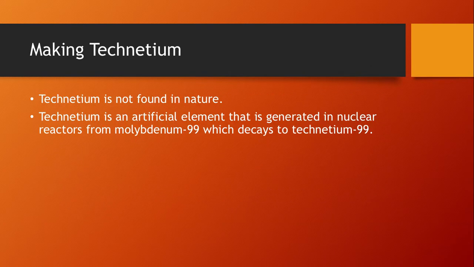So technetium is not found in nature, and in fact, it is an artificial element that is generated in nuclear reactions from molybdenum-99, which decays to technetium-99. We talked about that nuclear decay in the previous lesson. So, in order to make this radioactive isotope, molybdenum-99 has to undergo radioactive decay.